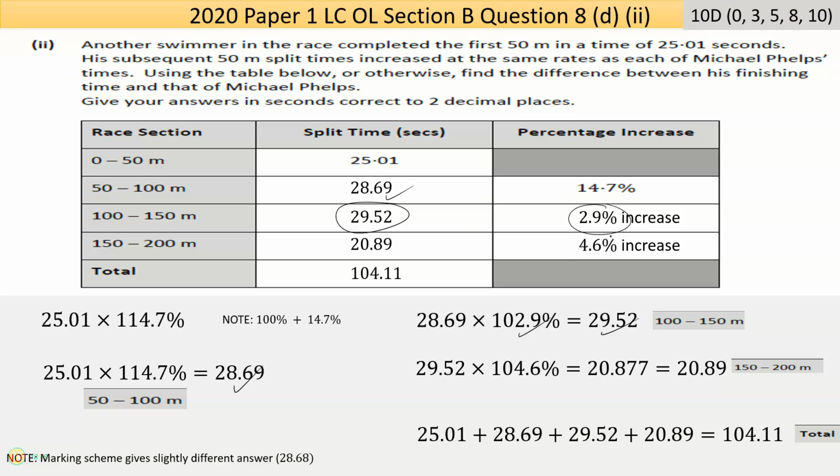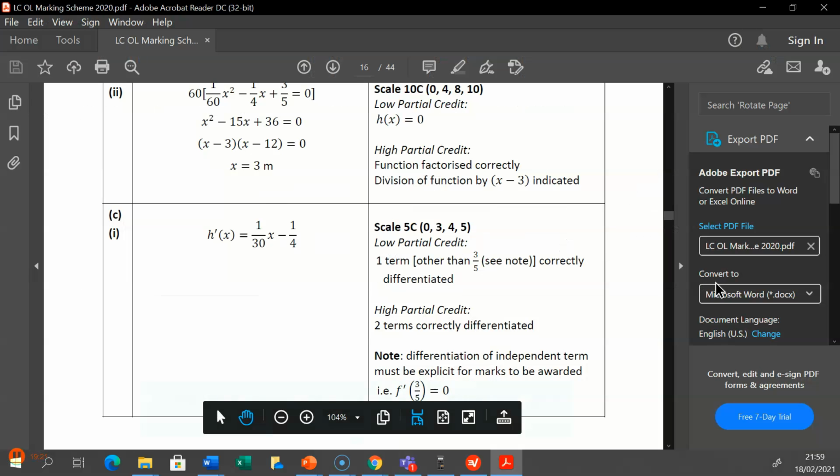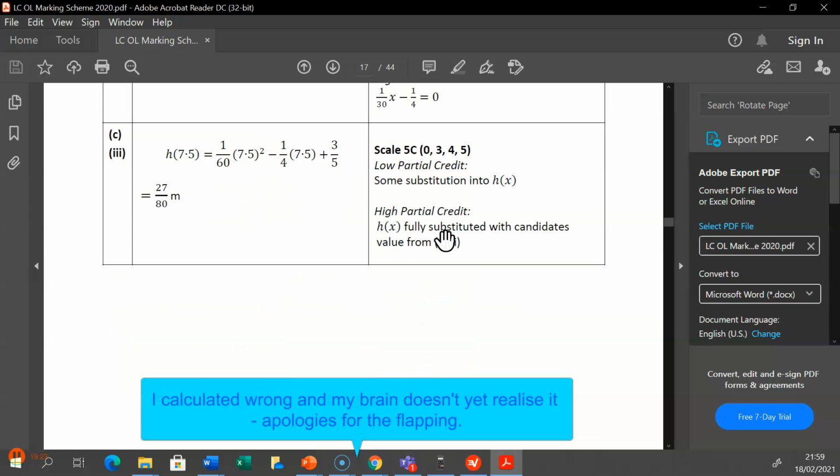Doing it again by 4.6. Again, it's 4.6% plus the 100, so it's 104.6%. I got 20.877, to two decimal places is 20.88. I've made an error there. That's true. Don't know why I made an error, but I have, and that'll compound here. I wonder why I made an error, because I thought I would have checked the answers against the marking scheme.